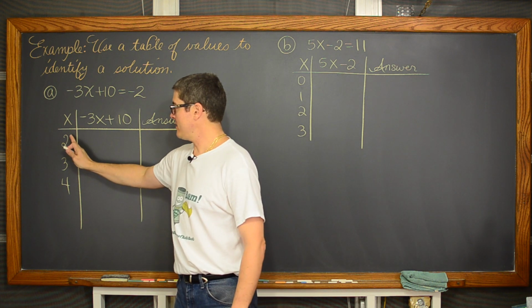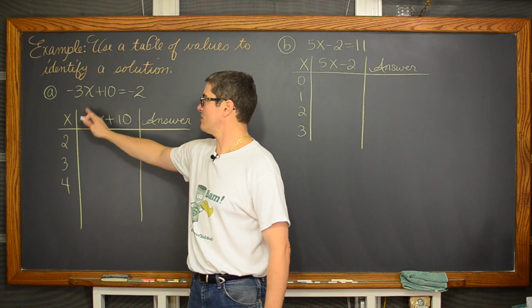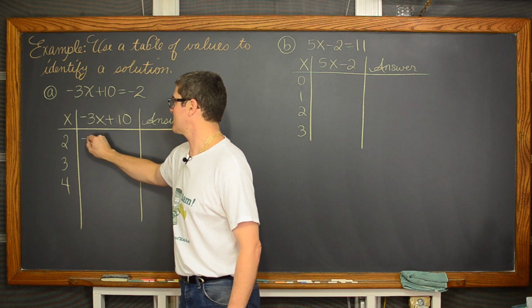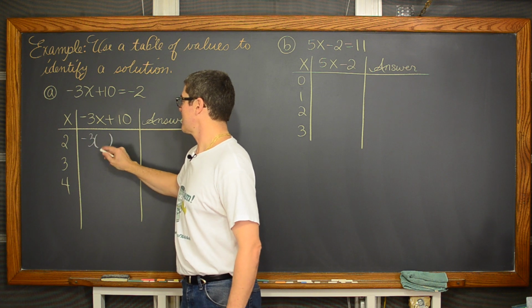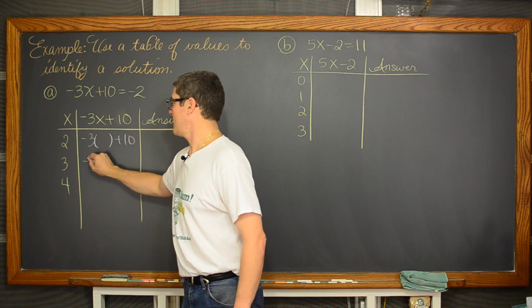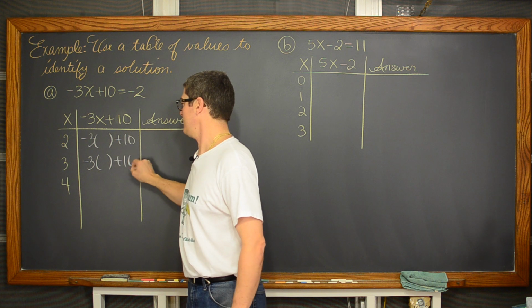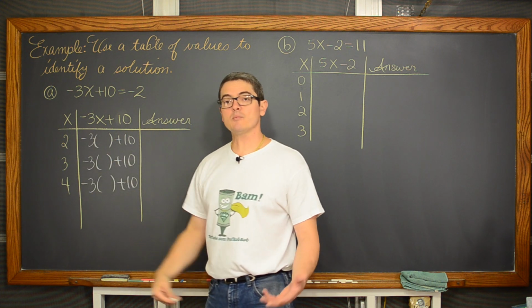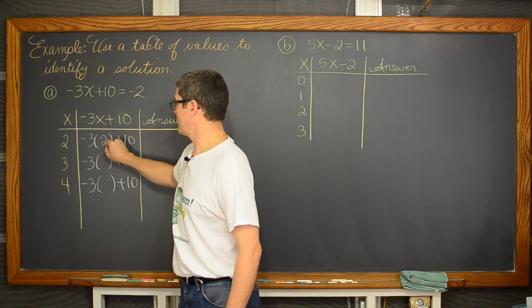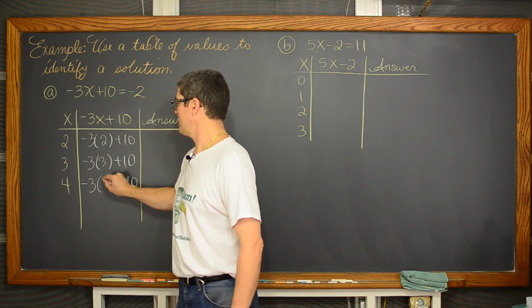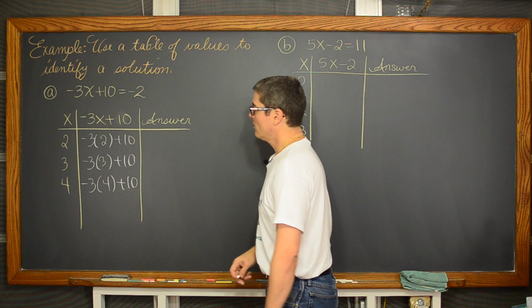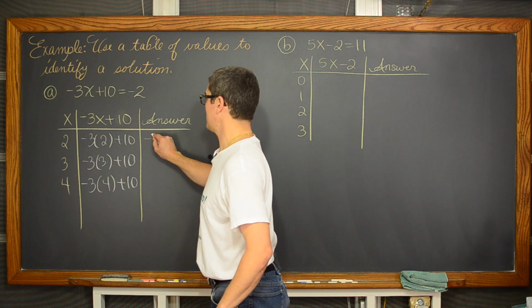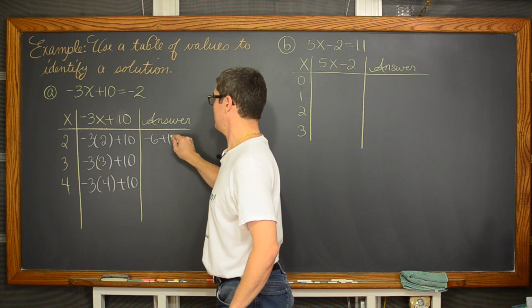Well, in this table of values of 2, 3, and 4, and our expression on the left-hand side is -3x plus 10, we're basically going to just do -3, leave a set of parentheses, plus 10, -3, parentheses, plus 10, and so on and so on. And just simply plug these numbers in and see what happens. We're going to first try a value of 2, and then 3, and then 4. Well, -3 times 2 is going to be -6 plus 10.